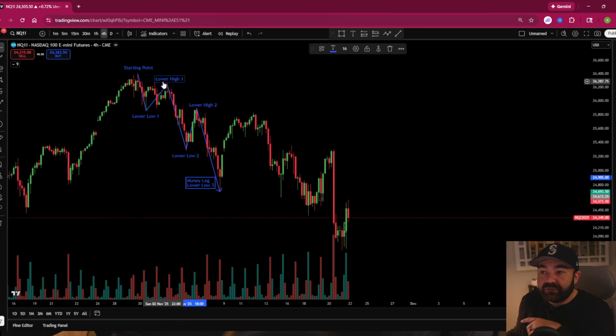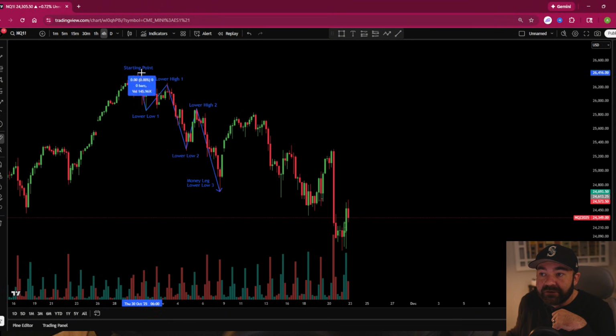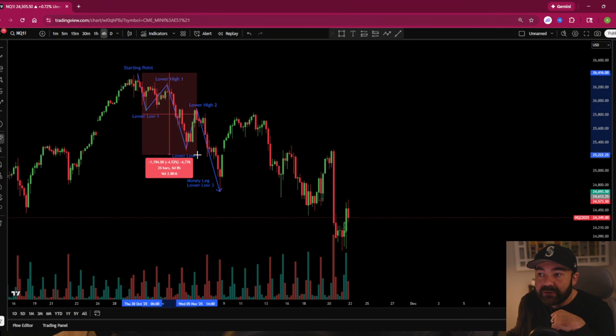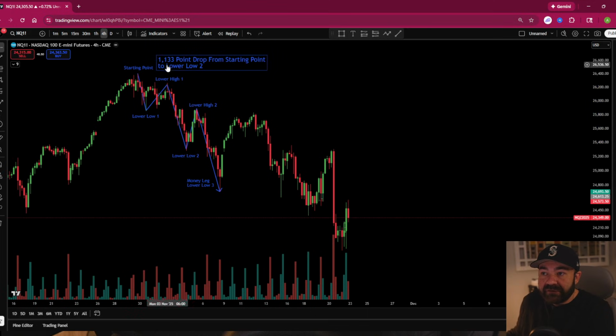Okay, so we have these appropriately labeled now so you can see how this played out. Starting point, lower low one, lower high one, lower low two, lower high two, and then the money leg creates lower low three. If you go over here to the ruler and you start at your starting point and stretch it down to your lower low two, right at the bottom of it, you can see this in total is a point drop of 1132.5.